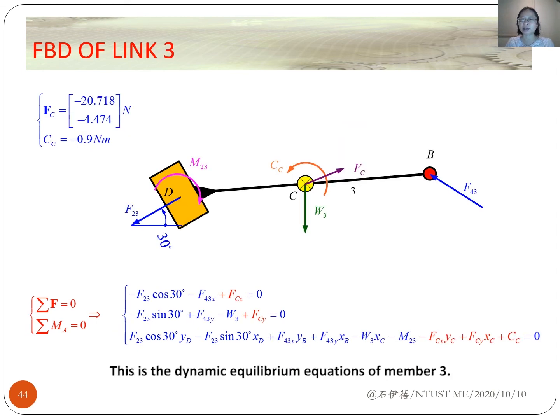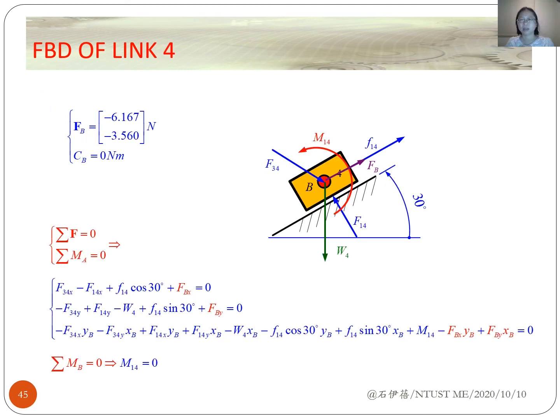This is the dynamic equilibrium equations of member 3. Inertial force Fc and torque Cc are added into the equations too. And this gives you the dynamic equilibrium equations of member 4. Only the inertial force Fb is added into the equations in this case. And the moment M14 is 0 because all the forces pass through point B.